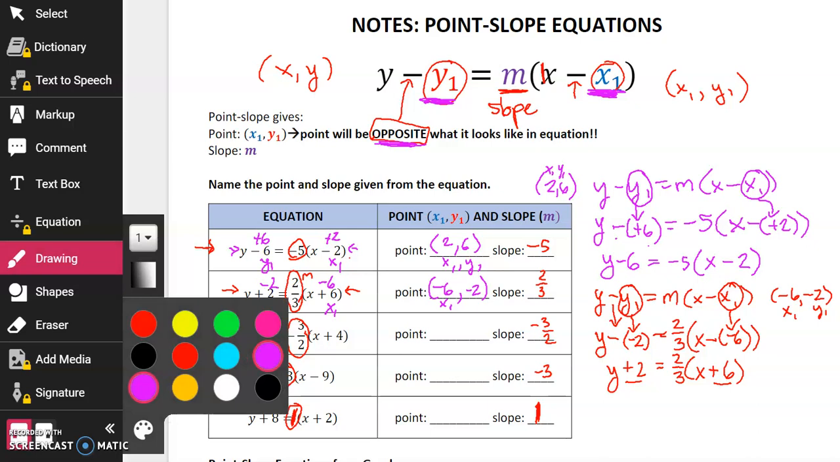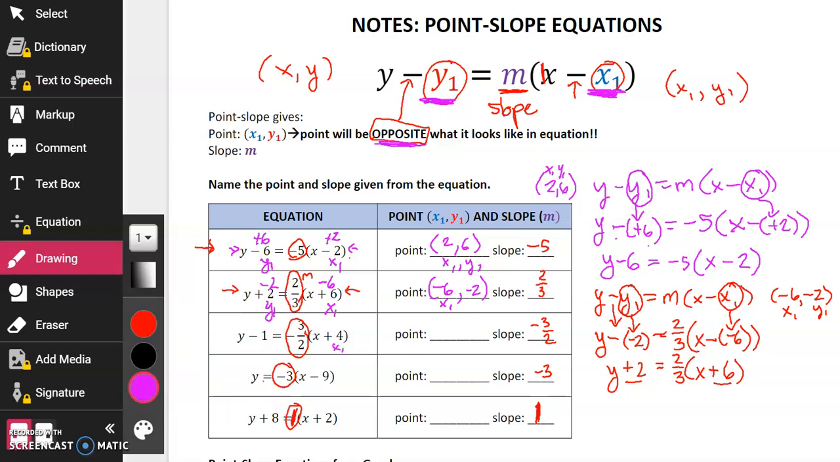All right, so here we go. Let's keep looking. x1, y1, opposite of what I see, so negative 4, positive 1. So my point is negative 4, positive 1. Okay, on the next one, just over and over, training our brain what to look for. So x1 is positive 9.